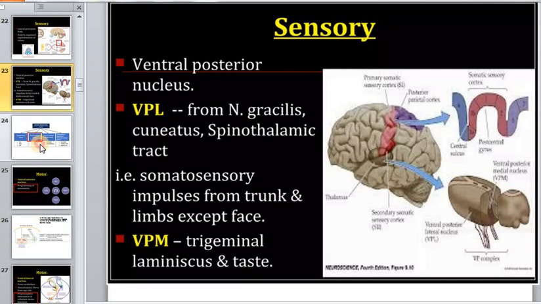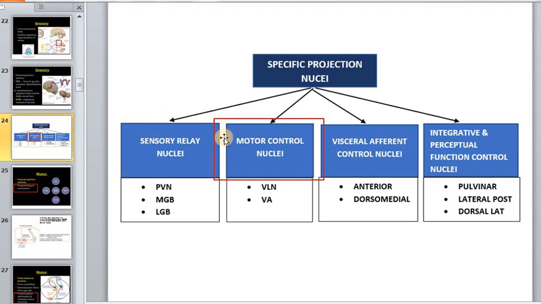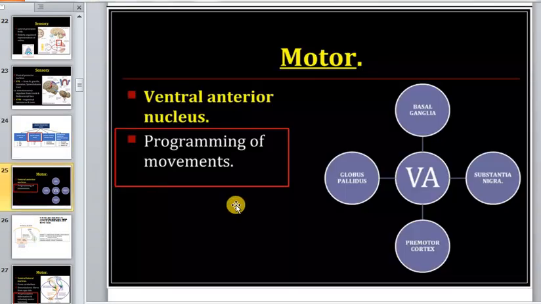And the next question is the motor nucleus. Here we discussed the sensory relay nuclei, and here we see the motor control nuclei. Motor control nuclei, the ventrolateral nucleus, divisible into anterior, posterior, and medial parts of the thalamic area of the brain. And here we see this slide. Motor nuclei, ventral anterior nucleus, programming of the movements. So we have some nuclei which just program our body movements.